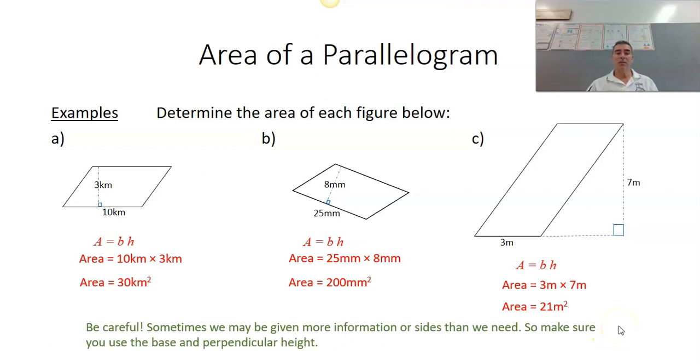Just be aware though that sometimes you're given more information or sides than we need. So make sure that you use the base and the perpendicular height, because sometimes we might be given the other sides and we don't need to use them at all. So base times perpendicular height, base times perpendicular height, base times perpendicular height, and these extra bits of sides we didn't need for the area.